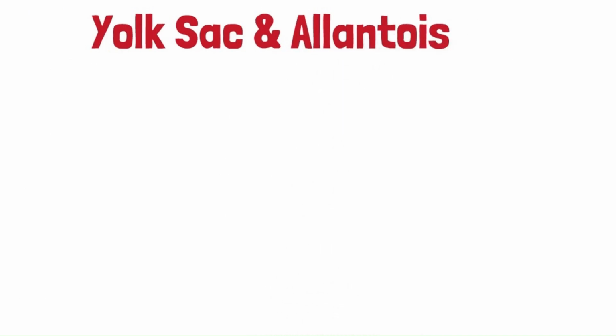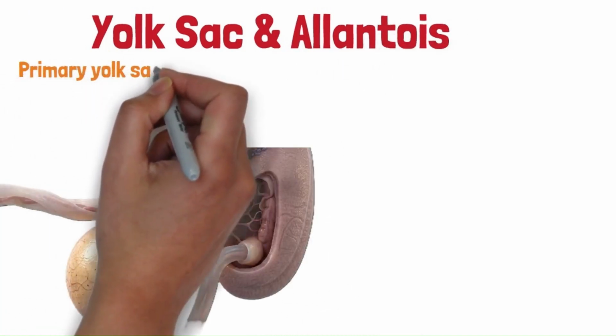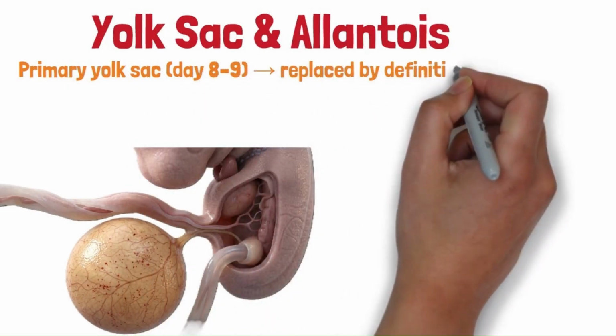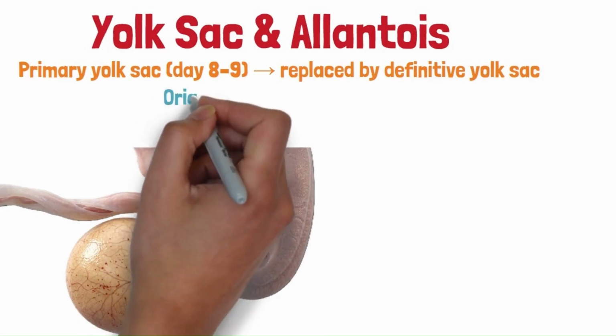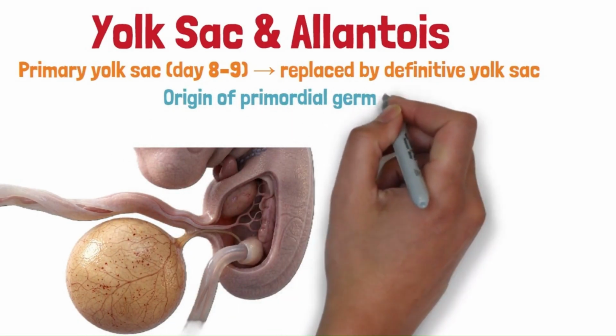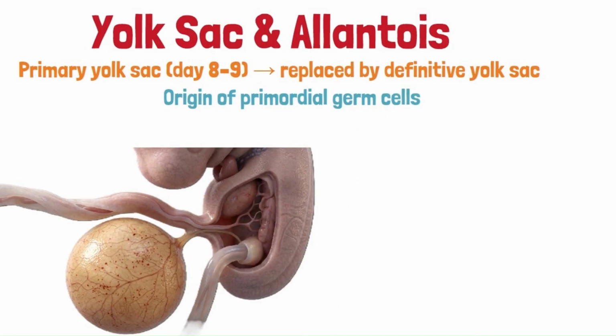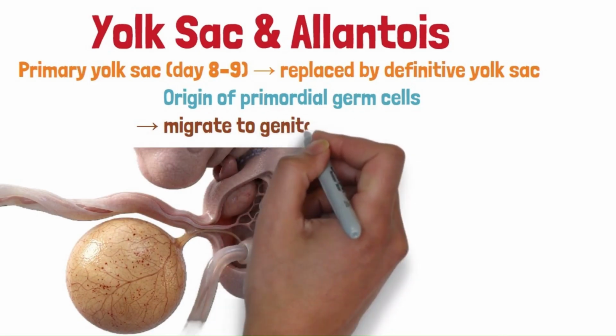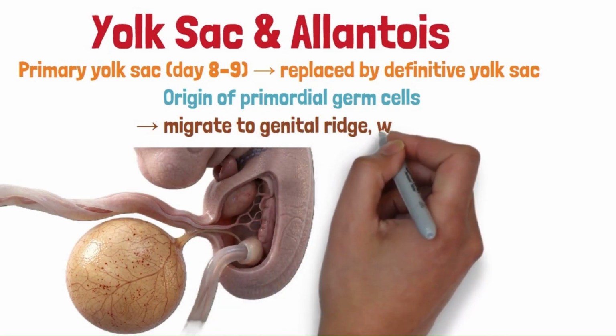Now let's talk about the support structures that keep your embryo alive before the placenta takes over fully. The primary yolk sac forms around day 8 or 9 and gets replaced by the definitive secondary yolk sac. This yolk sac wall is actually where your patient's future eggs or sperm start out, as primordial germ cells, before they migrate to the genital ridge in week 4.